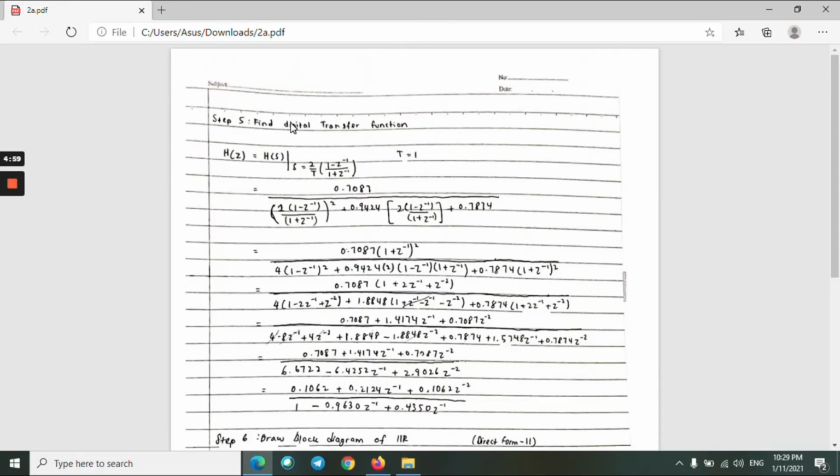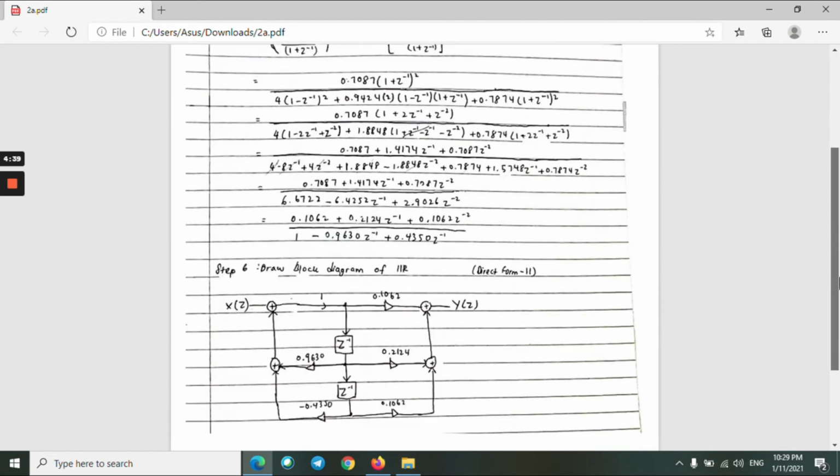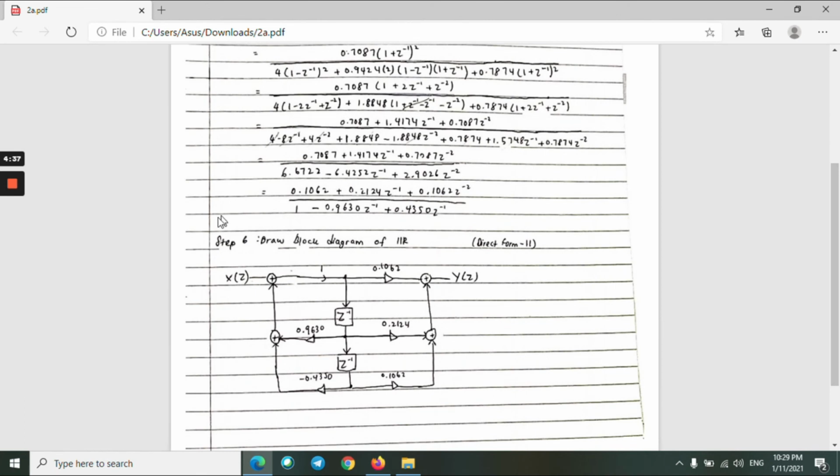I will continue with step 5, find the digital transfer function. From step 4, we already got H(s). For this one, we substitute the s value into H(s) and got this, then expand and simplify it until we got this form. So we move to step 6, draw the block diagram of the IIR using direct form 2.